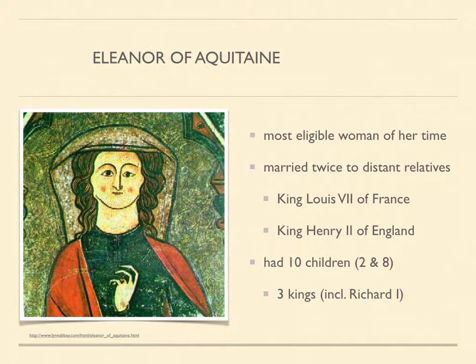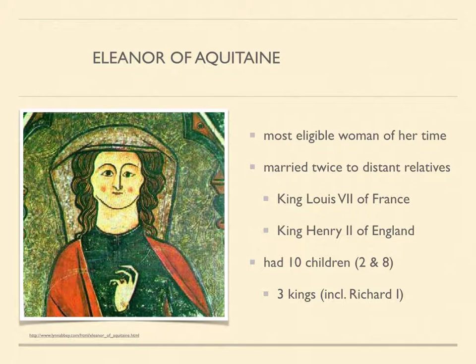Whoever gets that land increases their power substantially. And this causes some issues for some. In France, Philip Augustus is king. In England, Richard I is king. But Richard I is off at the Crusades. So Eleanor of Aquitaine is the regent. And just to remind you where we are in time, it's the mid-12th century, so around 1150.